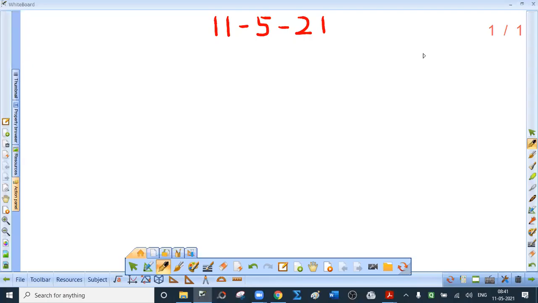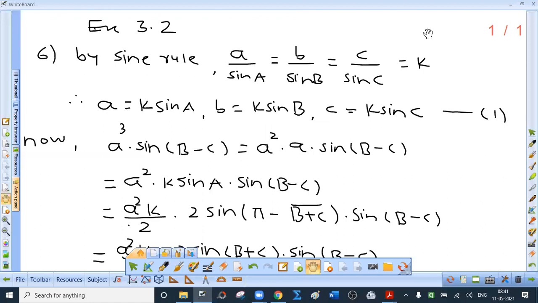Good morning. In today's lecture, we are going to discuss applications of sine, cosine and projection rules. Exercise 3.2, sum number 6.